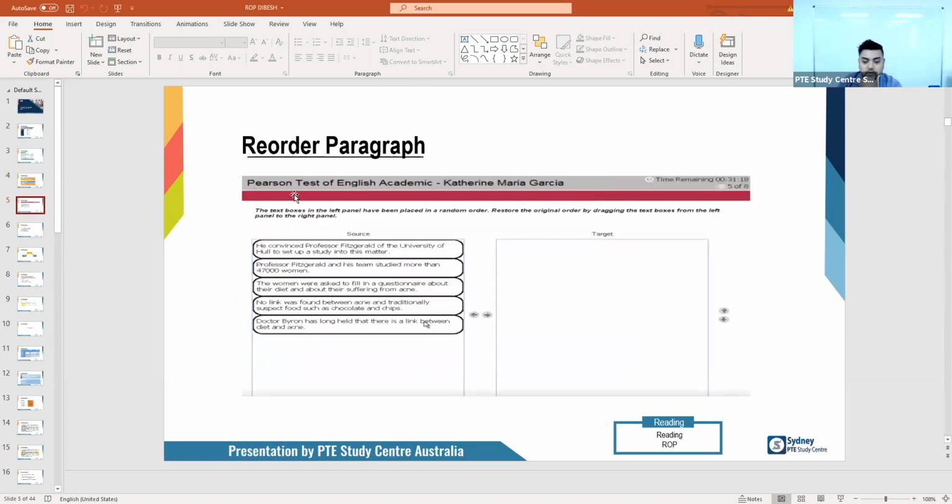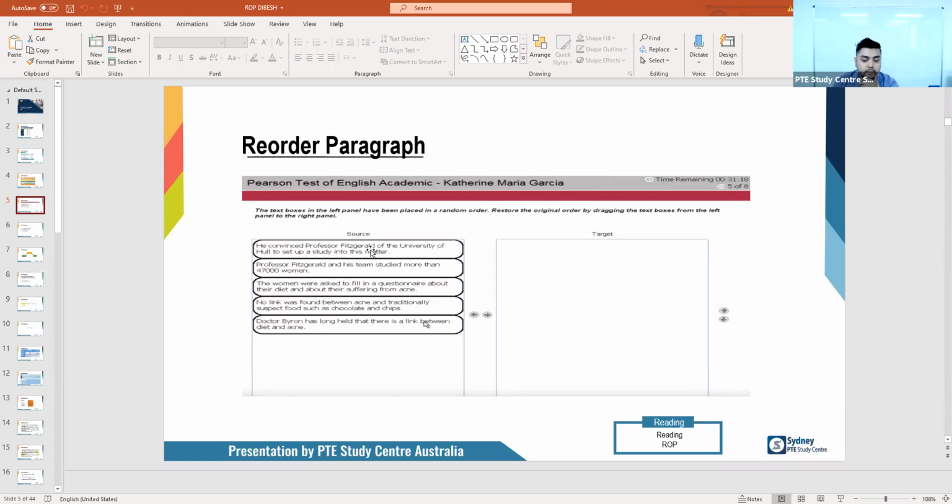So for the first time test takers, have a look. This is your screen. In the exam, you will see something like this. Exactly. This will be your screen. There will be some text boxes on the top, sorry, text messages on the left panel. Those are the text boxes that I have mentioned before. They are all in a random order.